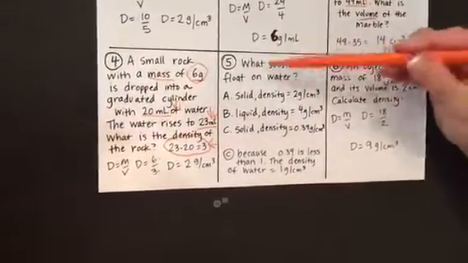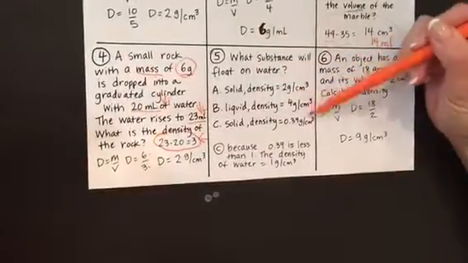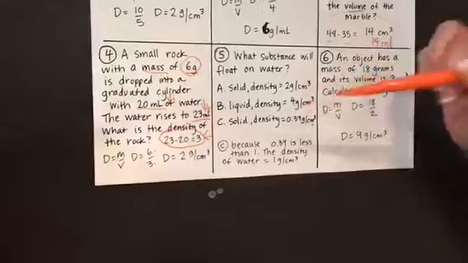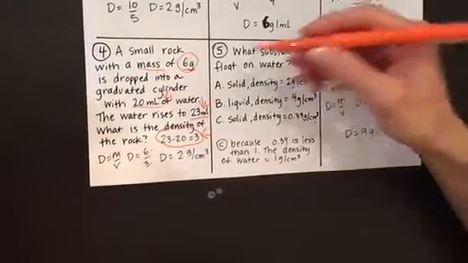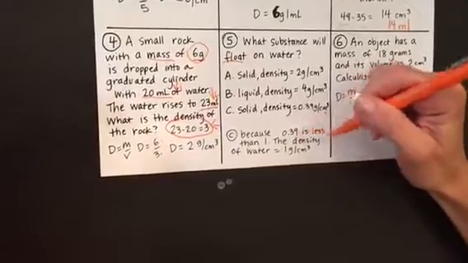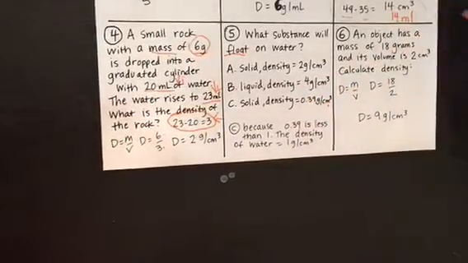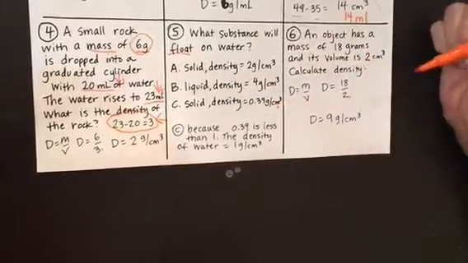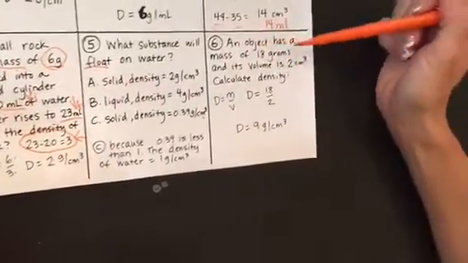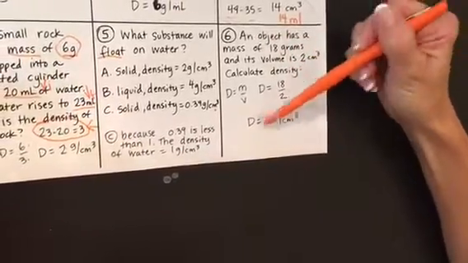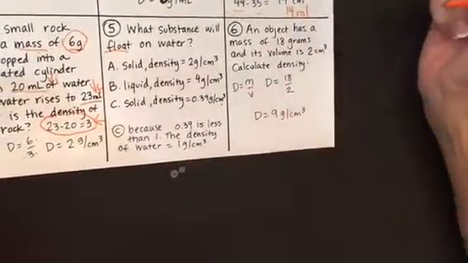On this one, which substance will float on the water? They gave you all these different densities, and then you had to choose which one you think would float. And remember, less than 1 will float. So here's your answer. C would float because it's 39 hundredths of a gram per cubic centimeters. And then this last one, the object has 18 grams of mass and its volume is 2. When you divide it, you get the density is 9.